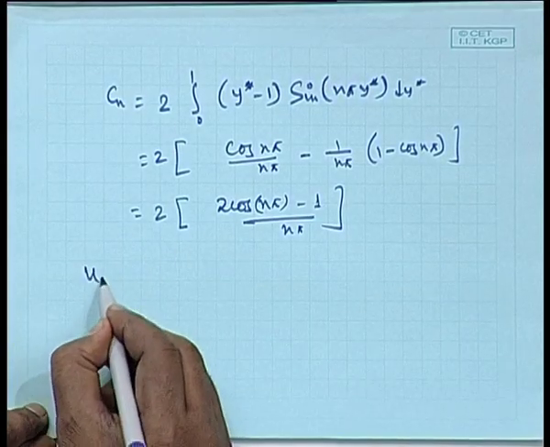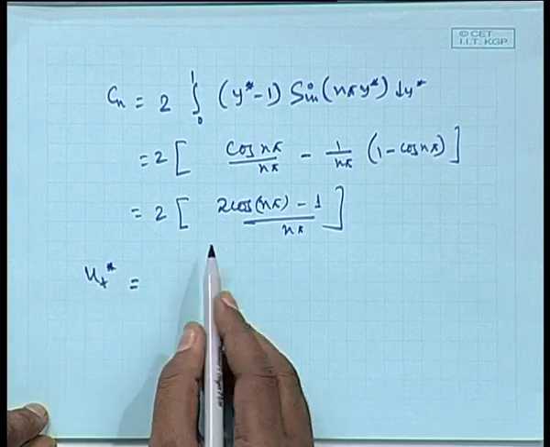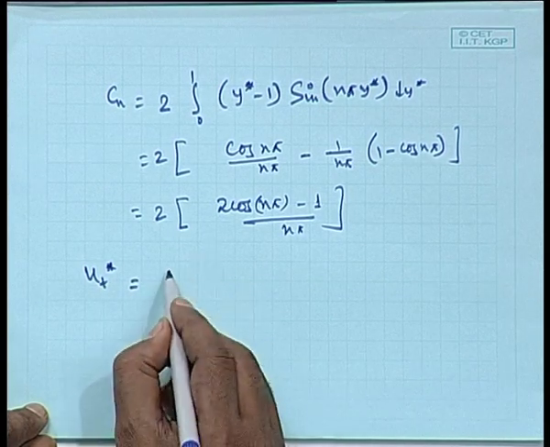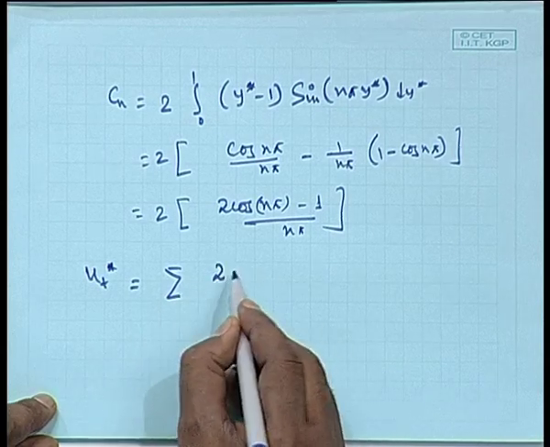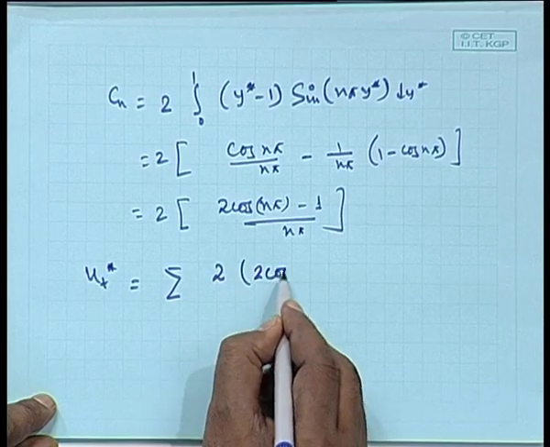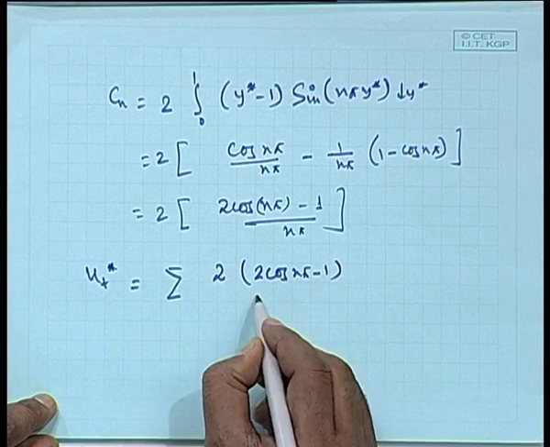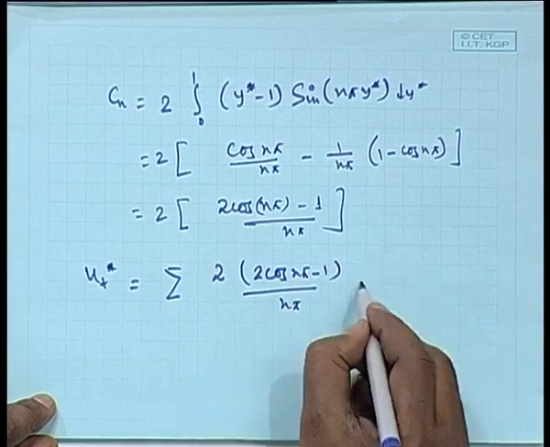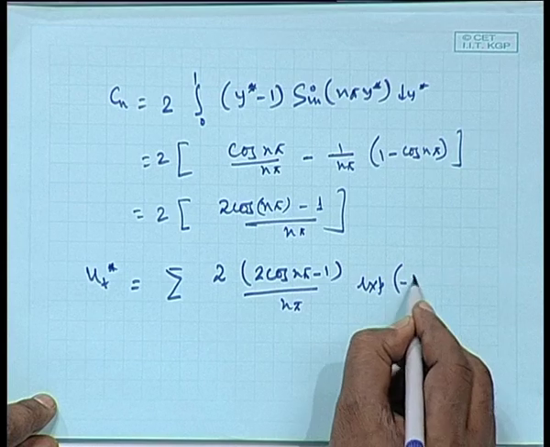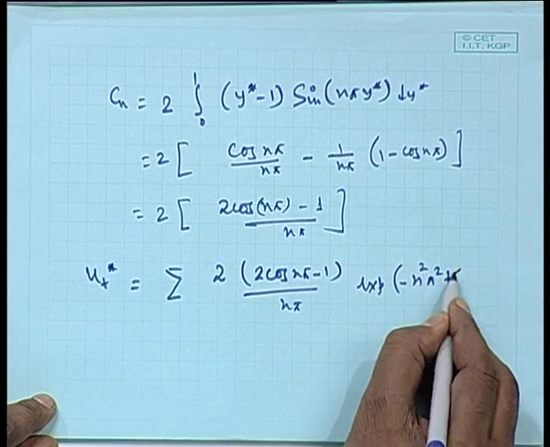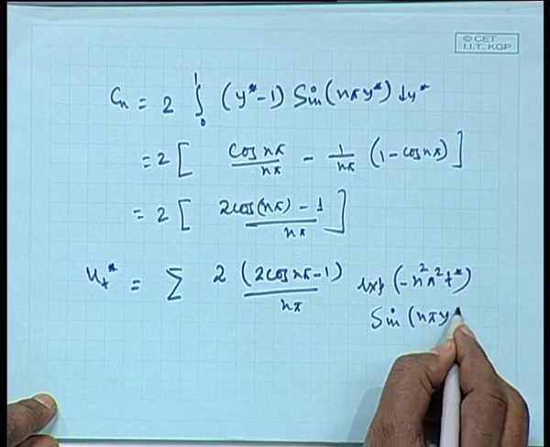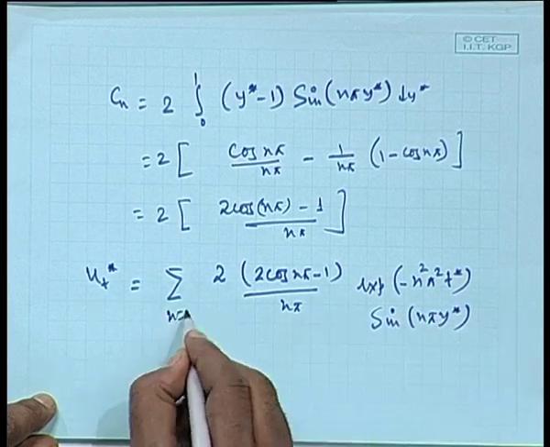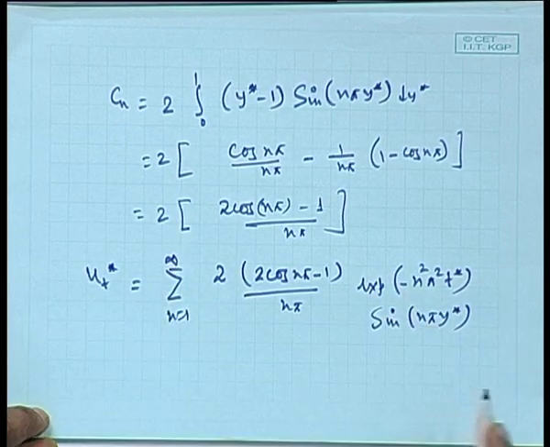So, what is ut star? Ut star is summation of 2 (cosine n pi minus 1) over n pi, exponential of minus n square pi square t star, sin n pi y star. Just go through the algebra once again.